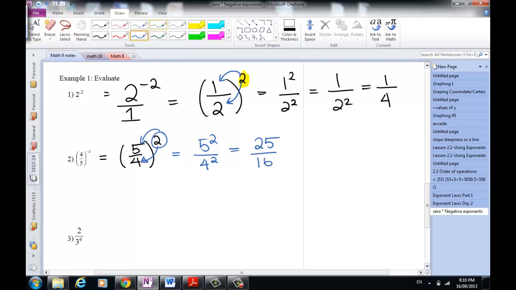Alright, last example. Maybe I'll go for green here. Right away, 3 to the power of 0. Anything to the power of 0 is what? It's 1. So we have 2 divided by 1, which we like to simplify, and that's just 2. And we're done.